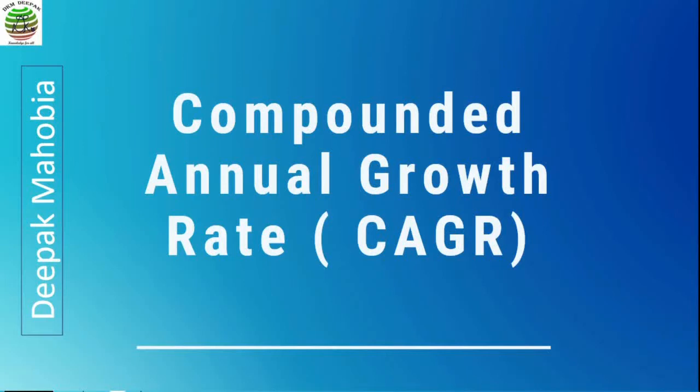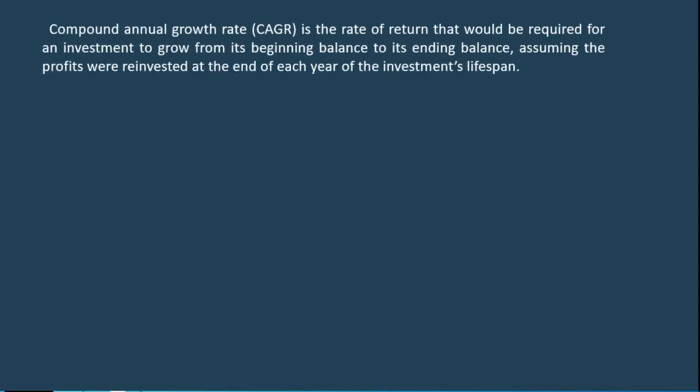Compounded annual growth rate, which is popularly known as CAGR, is the rate of return that would be required for an investment to grow from its beginning balance to its ending balance, assuming the profits were reinvested at the end of each year of the investment lifespan.